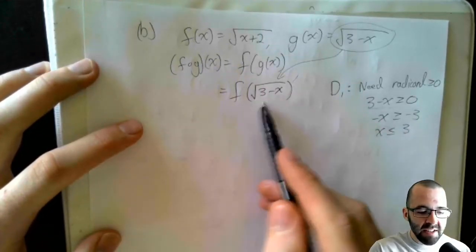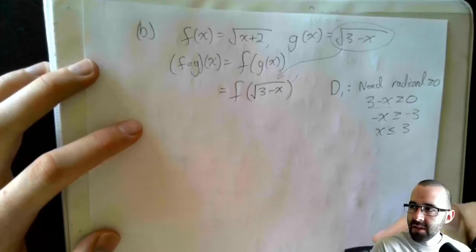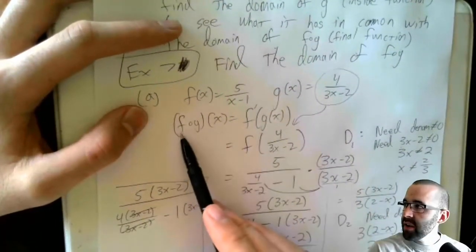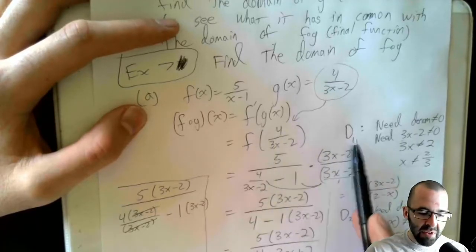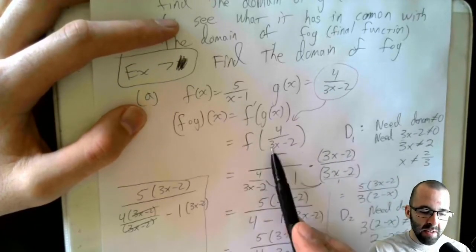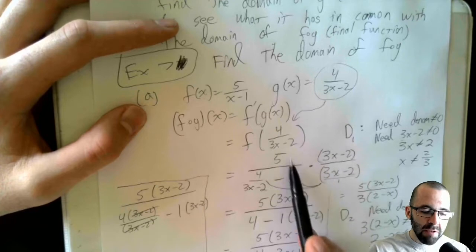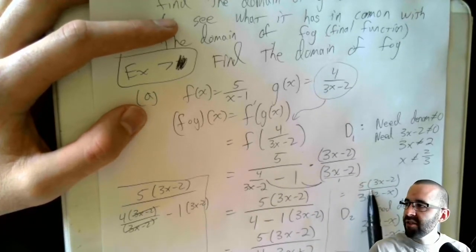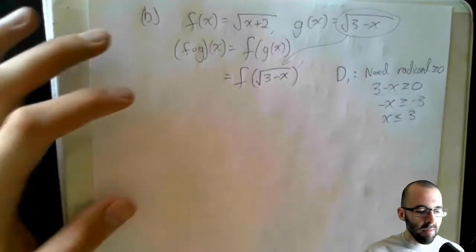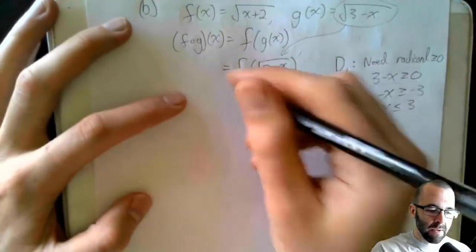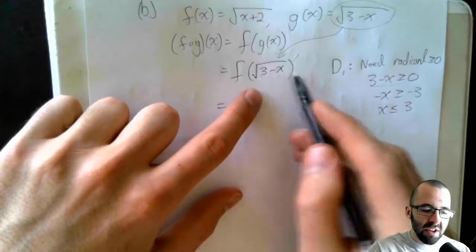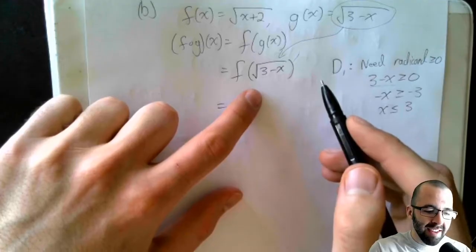And now we need to finish simplifying to find D2, just like we did on the first problem. We started evaluating f of g. We found D1, our first domain, was the inside function. And then we fully simplified to find D2 by looking at this final thing. That's what we're doing here as well. So we need to plug this inside function into our f.